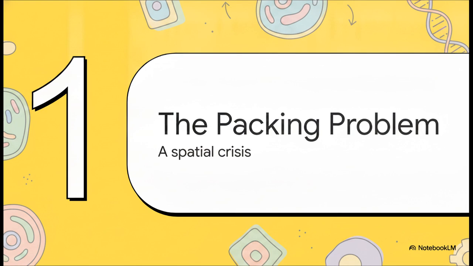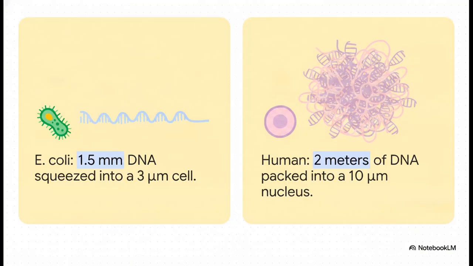The ultimate packing problem. To really appreciate what cellular architecture does, we've got to understand the sheer scale of the space constraint that simple physics imposes on life. There's a stark contrast here. Both simple bacteria and complex human cells are dealing with a massive spatial crisis. I mean, a tiny 3 micrometer E. coli has to wrangle 1.5 millimeters of DNA. And a human cell? It's packing a whopping 2 meters of linear DNA into a nucleus that's a mere 10 micrometers across. It's wild. And as we're going to see, they solve this exact same spatial problem in completely different ways.